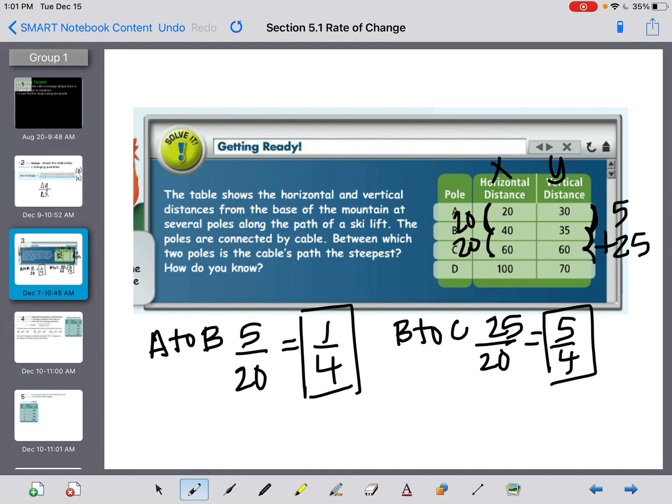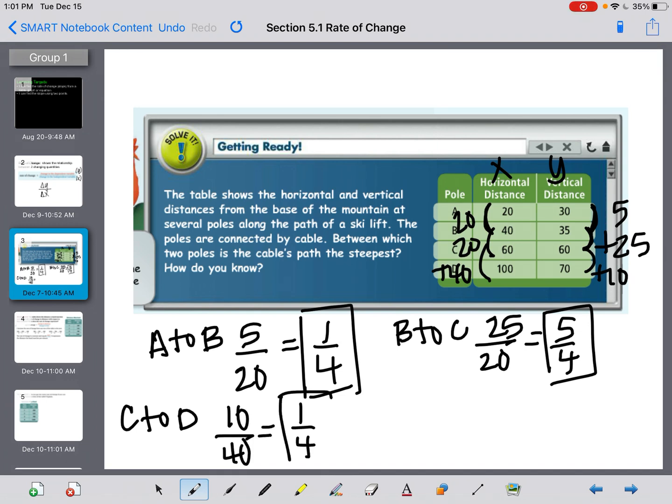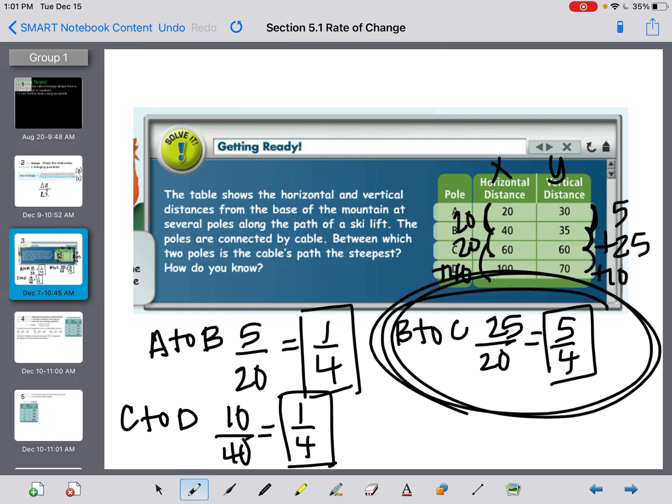And last but not least, from pole C to pole D, we have a change of 10 and a change of 40. So from C to D, we have 10 over 40, which is another 1 over 4. So the steepest is from B to C. That one spot on the ski slope is steeper than the other two. Okay, that is finding 3 different rates of change.